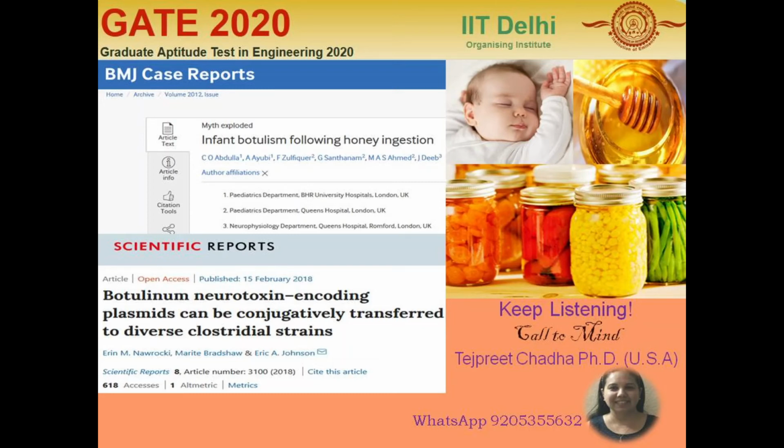There is a term used, floppy baby, which exhibits global hypotonia, and it implies there is an immediate need for intubation and mechanical ventilation.